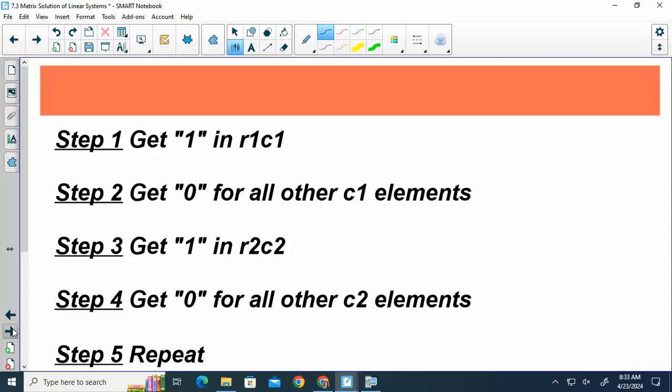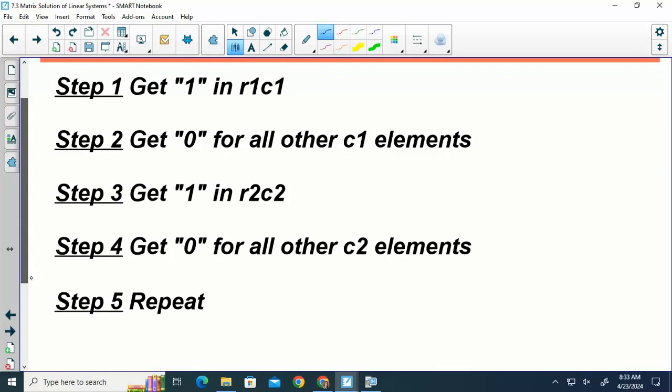So step 1 is we need a 1 in row 1, column 1. Step 2, we get everything else in column 1 to be a 0. Then we move to row 2, column 2. So we get a 1 there. Then we get everything else in column 2 to be a 0. Then we move to row 3, column 3. Get a 1, get zeros from there. So we get the 1 in the column, then we get the 0 in the column. And we move to the next one.